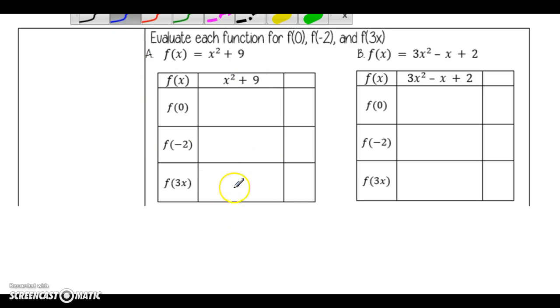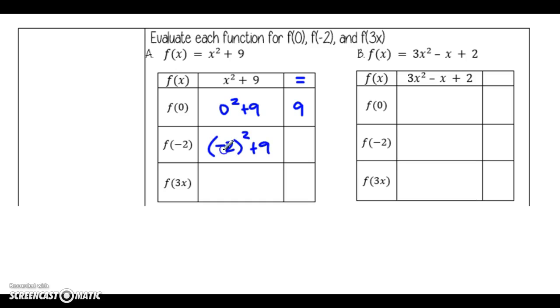I'm going to do this column and this one, and then you're going to do this one on your own. So it's going to be 0 squared plus 9, and then we get 9 for our solution. Basically, this is what it equals once we simplify it. Next is going to be -2 squared plus 9. -2 times -2 is +4, plus 9 is 13. And then 3x, we're going to square it. So we have to take 3x times 3x, which gives us 9x squared, and then plus 9.